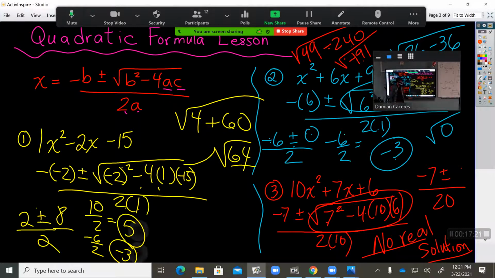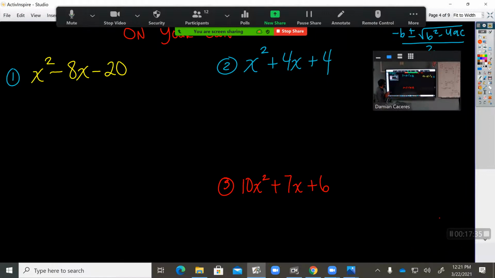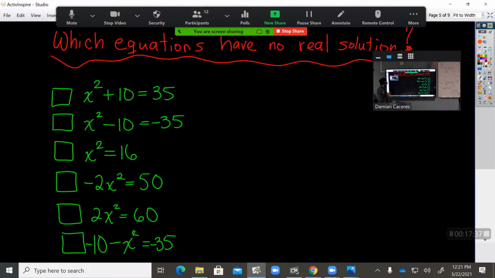Now, for other solutions, make sure if you get a decimal, you round to the nearest tenth. So if you have 12.539, you put 12.5. Now, this is the final page right here.